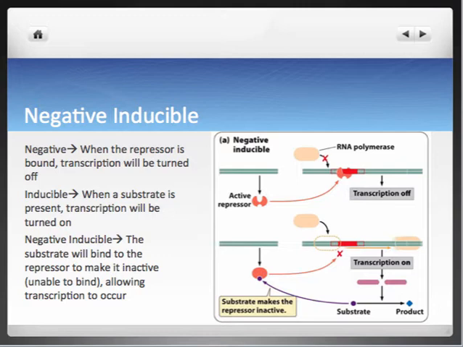So negative, we know that this means that when the repressor is bound, transcription will be turned off. And inducible, we know that means that when something is present, transcription will be turned on. And so if we're thinking about what's going on right here, we know it's a negative inducible operon because when the repressor binds, it turns transcription off. So then we know that's negative. But when there's a substrate around, it'll bind to the repressor, and the substrate will actually turn transcription on, which means inducible. And so based off of what happens in the presence or absence of the substrate, we know that this has to be a negative inducible operon.